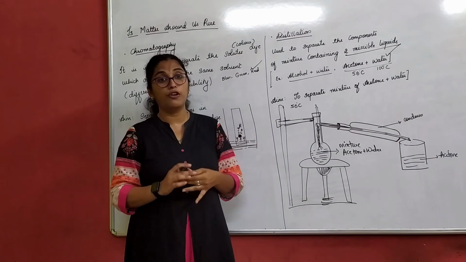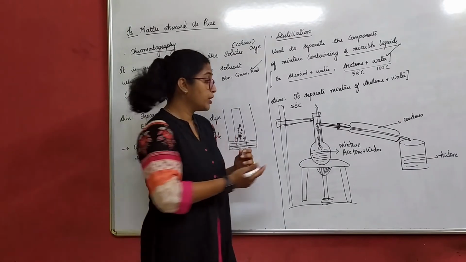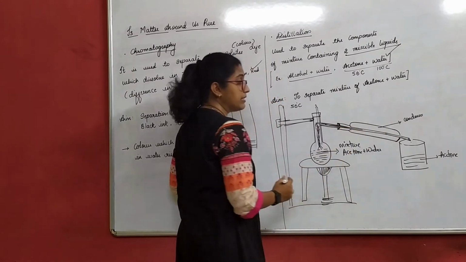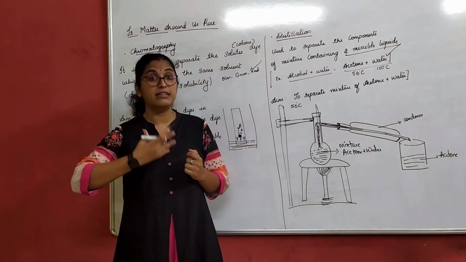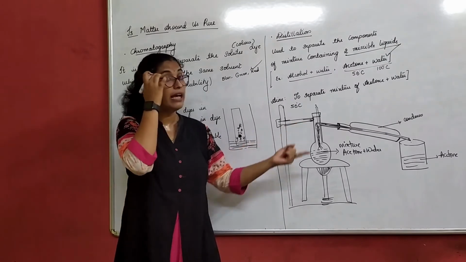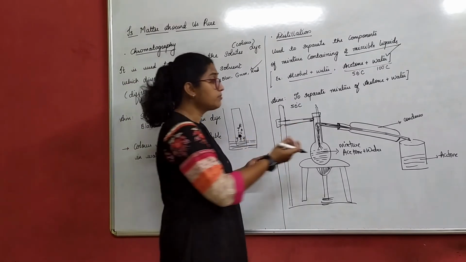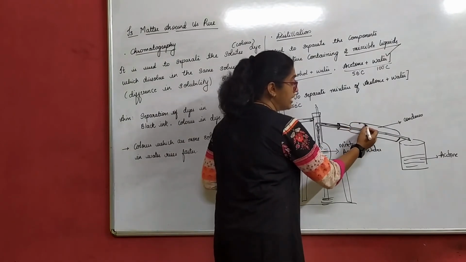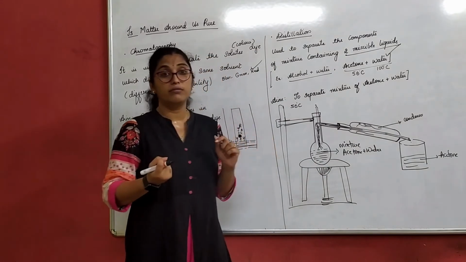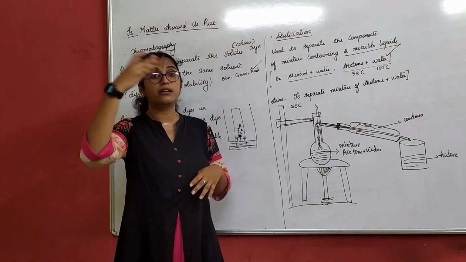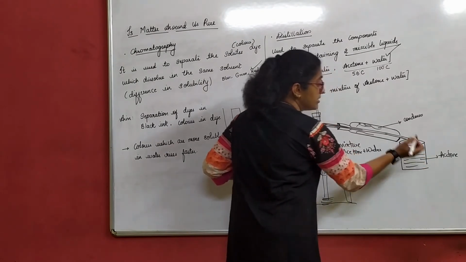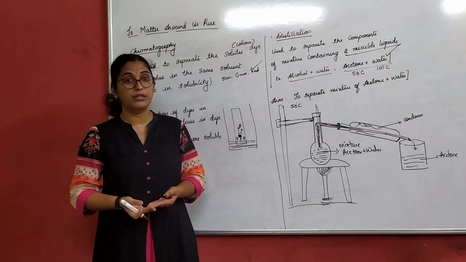What is the main role of the condenser? To cool down. So when these vapors pass through the condenser, the condenser has a facility where it can cool them. Now what will happen when a vapor cools? When these vapors are in the condenser, they will cool, and if they cool, vapors turn back into liquid. So what is collected in this beaker? Acetone is collected.